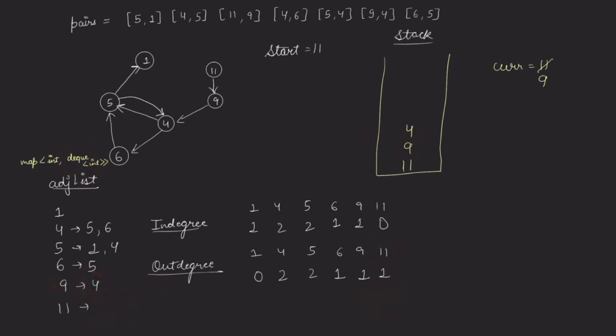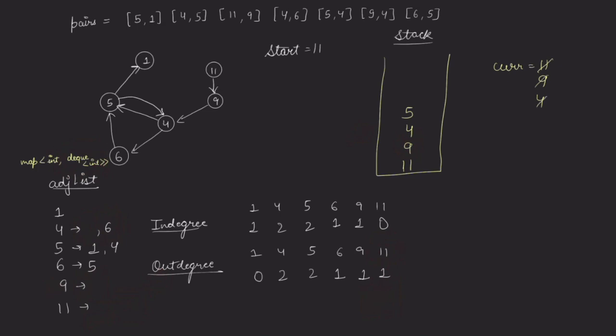So 4 will be pushed into the stack and this will be removed from here. Then in the next iteration, my current node will be 4. For 4, the neighboring element is 5. So we will push 5 and it will be removed from here. We are only considering 5. We are not considering 6 because we are performing a depth first search here, right?